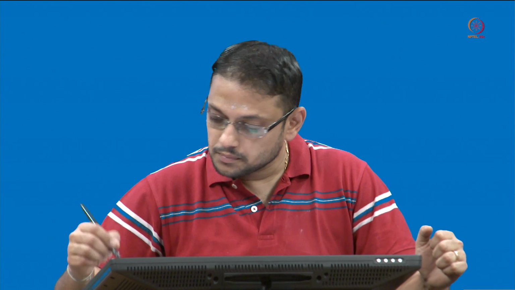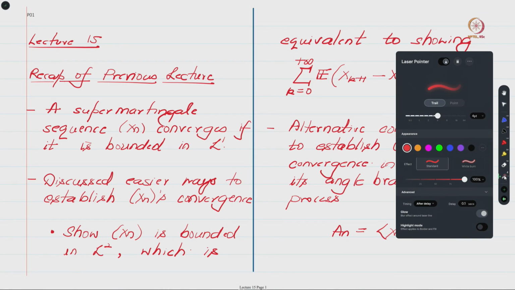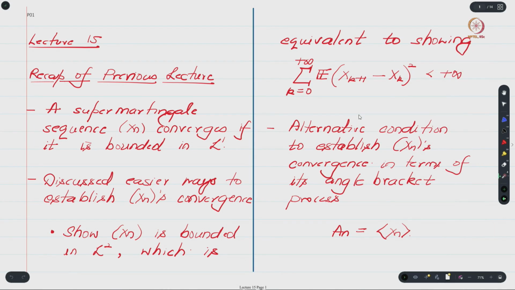Let's do a quick recap of what we did in the previous few lectures. In the last but one lecture we discussed conditions for convergence of a super martingale, and of course that implies convergence of a martingale as well. We said that a super martingale sequence converges if it is bounded in L1, right. Now this condition is often challenging to verify, right. So we then started discussing easier ways to establish Xn's convergence.